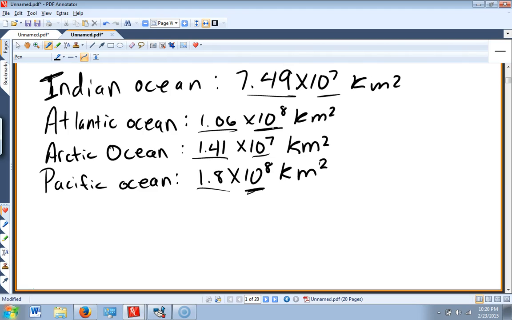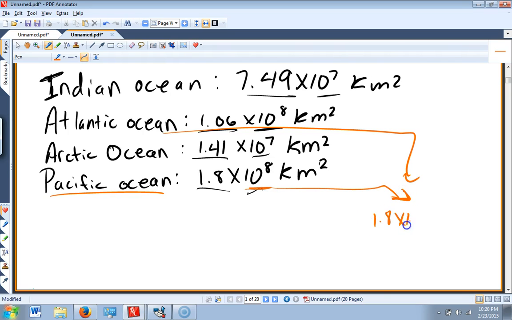So that's going to be the first thing we're going to use. First, let's break it down by 10 to the 8ths and 10 to the 7ths, because 10 to the 8th is going to be bigger. It's going to be our orange group, 10 to the 8ths. Okay, so we have the Atlantic Ocean. It's going to be somewhere over here on this end of the spectrum, and our Pacific Ocean, because it has a 10 to the 8th, is going to be somewhere over here on this end of the spectrum. Okay, so we have 1.8 times 10 to the 8th, and then we have 1.06 times 10 to the 8th.